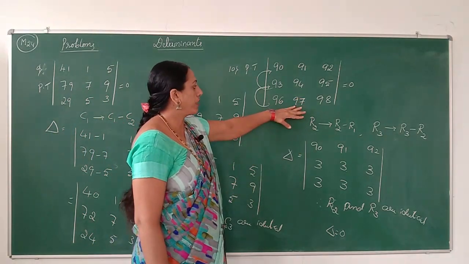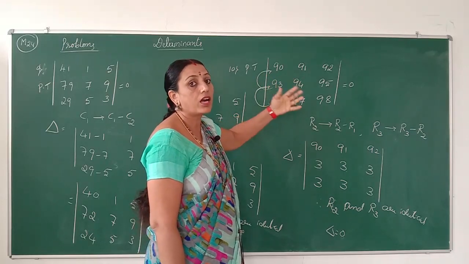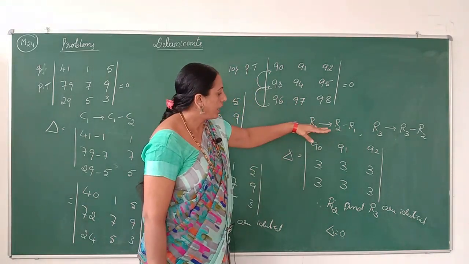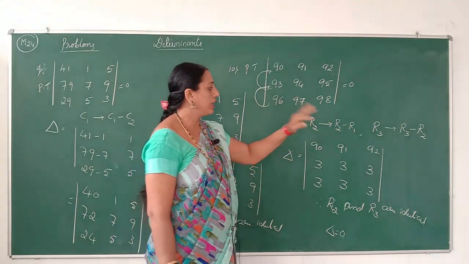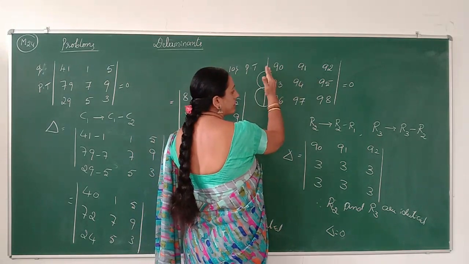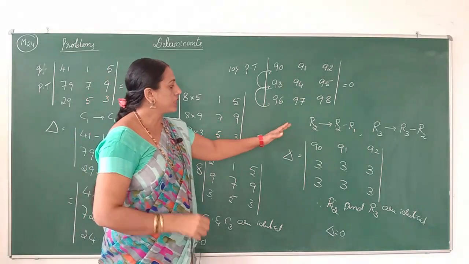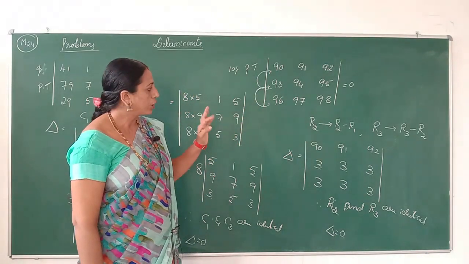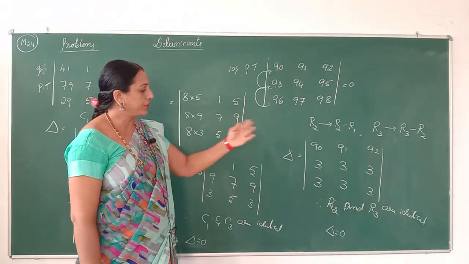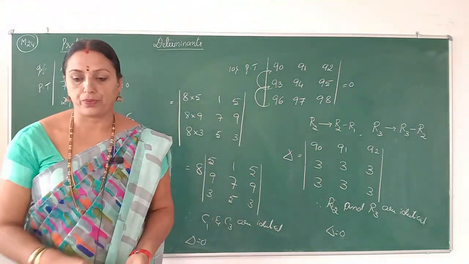So in these types of problems, if the determinant is in the form of continuous or consecutive elements, these types of problems always use this procedure. Either R2 can be written as R2 minus R1, and R3 can be written as R3 minus R2. Similarly, C2 can be changed with C2 minus C1 and C3 can be changed with C3 minus C2. Therefore the value of the determinant will be 0.